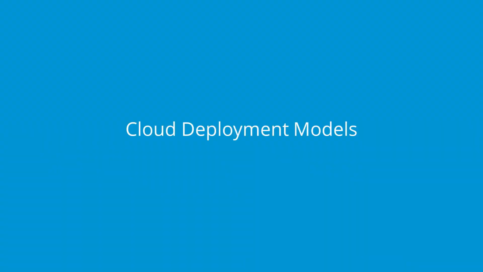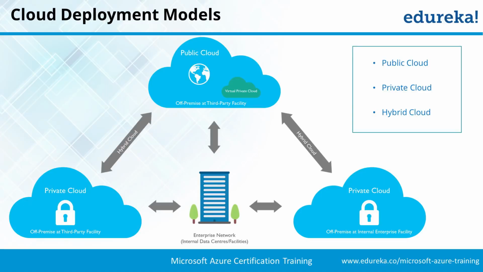Going further, let's talk about the deployment methods. What we see on the slide is three different things. One is my public cloud, one is my private cloud, and one is my private cloud which is hosted by a service provider. There is one more, which is my hybrid cloud. I'll give you an example of each.